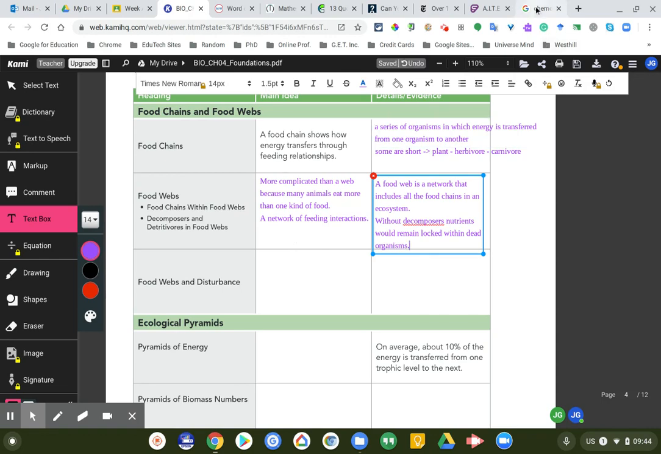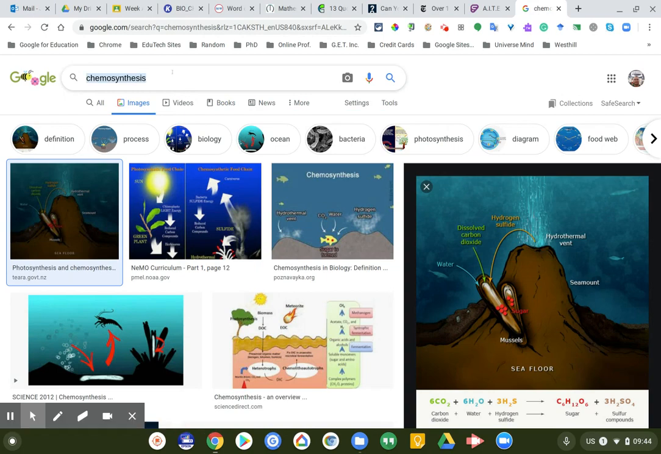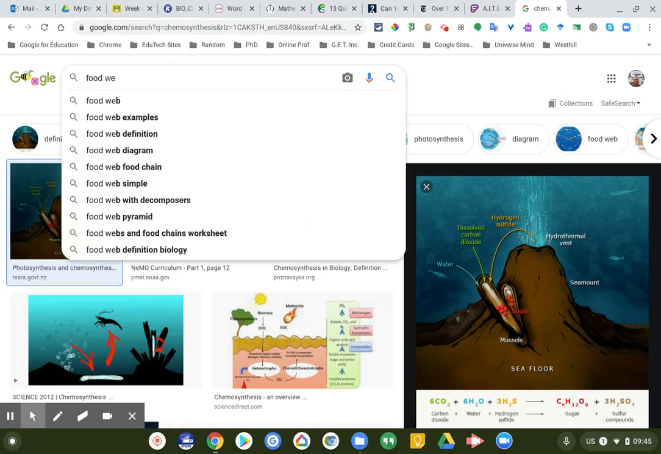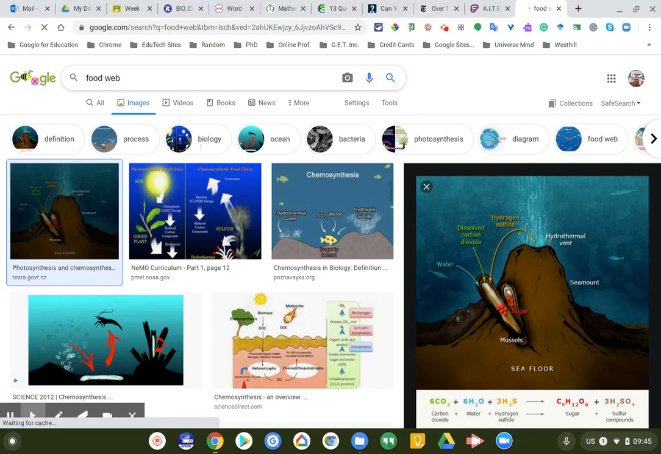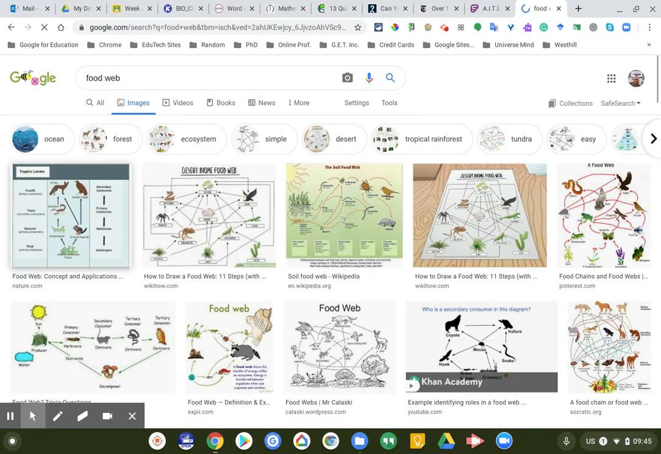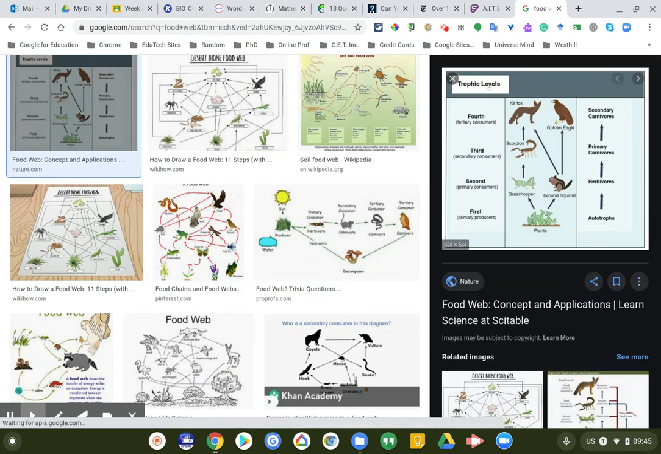I'm going to look up what a visual for food web is. Let's see what some images look like. Ooh. So we got some interesting information here. It's called trophic levels. We got first primary, secondary, third, fourth. We got plants down here, some insects, some squirrels. Autotrophs, herbivores, primary carnivores, secondary. Oh, look at all that stuff.